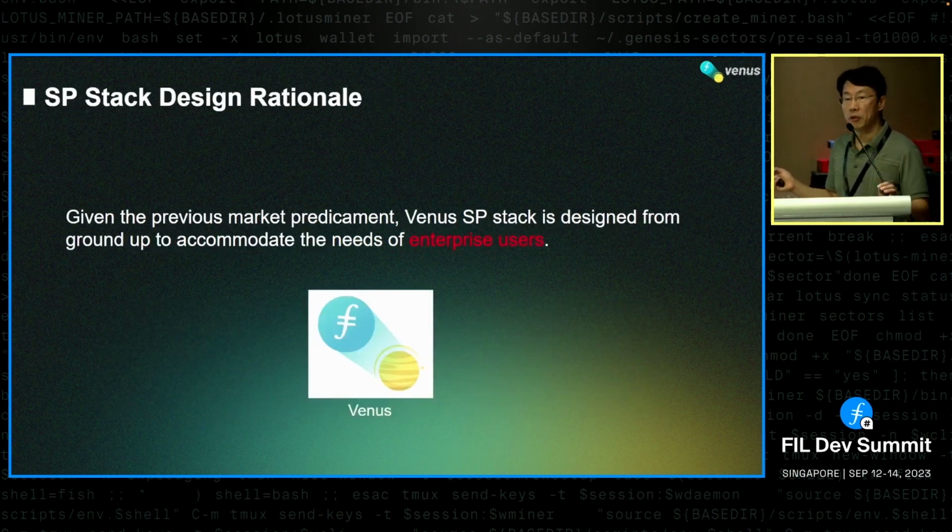So for Velas, we want to build a software collective for enterprise miners and professional miners. We thought that for Filecoin, a few years later, there would be more and more professional miners. We were right. Actually, right now there are many SPs that are very big. They are very professional.